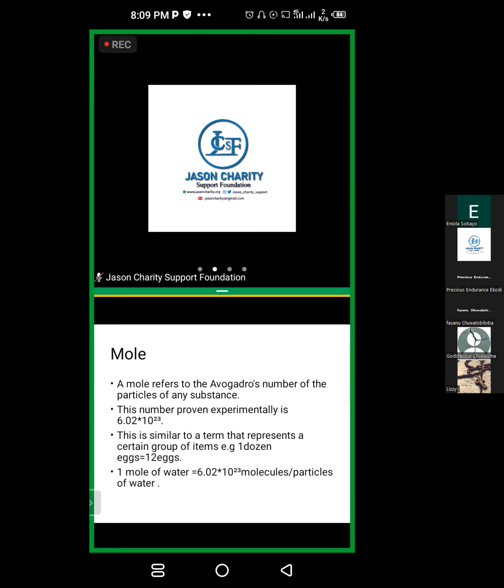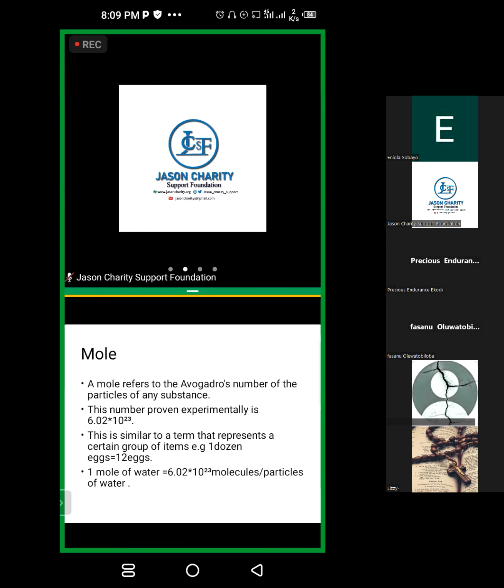What do we mean? Based on what we said, every substance has a particular number of particles: as long as it is one mole of that substance, it is 6.02 times 10 raised to the power 23. By comparison, it is the same thing as 12 eggs being 1 dozen of eggs. 30 eggs is the same thing as 1 crate of eggs. Half a dozen is the same thing as 6. A score is the same thing as 20.